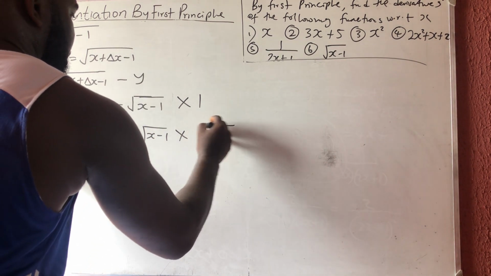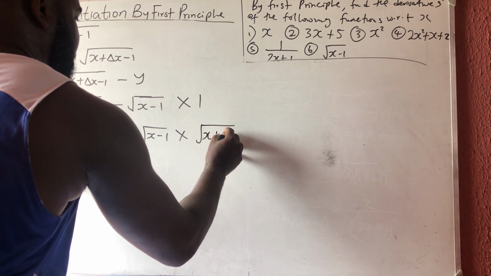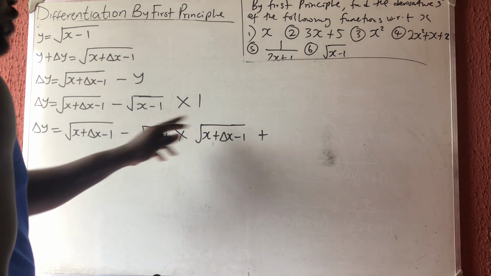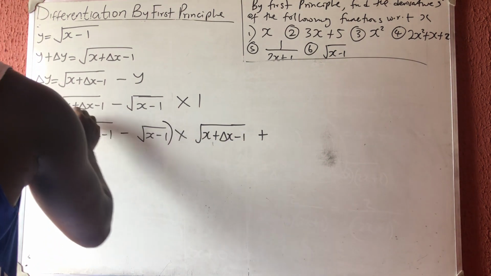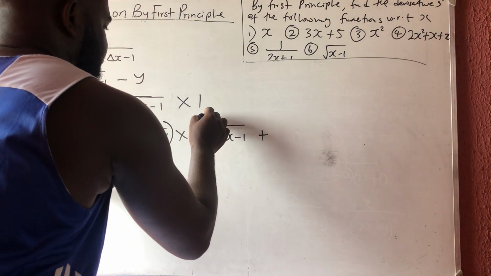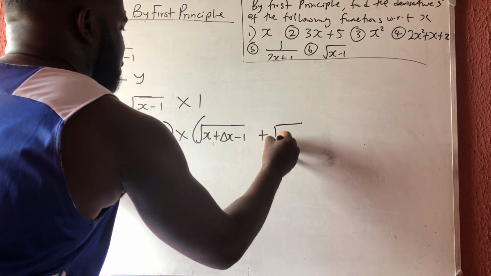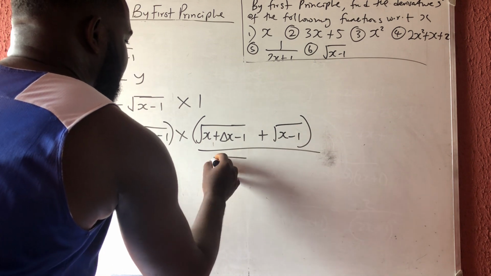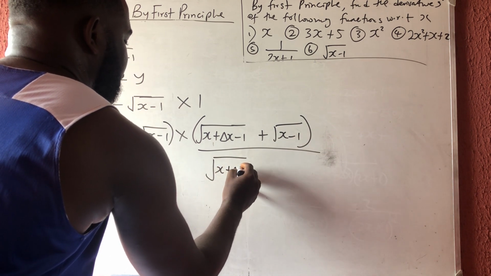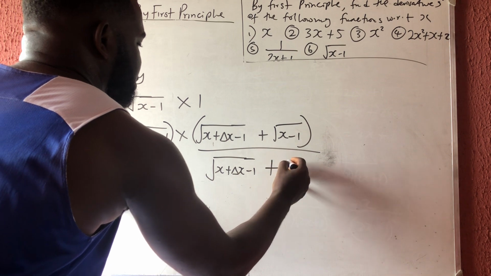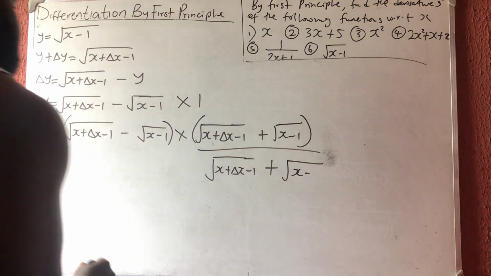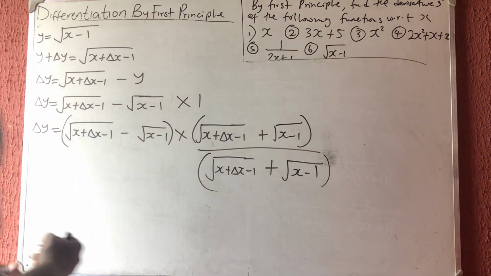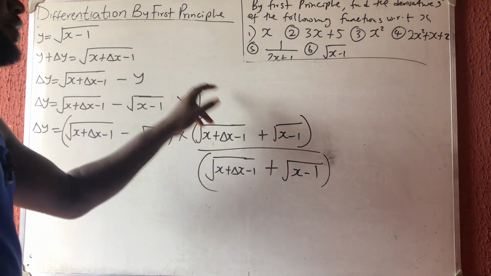So I'm going to have the square root of x plus change in x minus 1 plus, you know that this is minus, so the conjugate is going to be plus. So don't forget I'm still having this like this. So plus the square root of x minus 1, all over the same thing: the square root of x plus change in x minus 1 plus the square root of x minus 1. So anything divided by itself is still giving me 1.